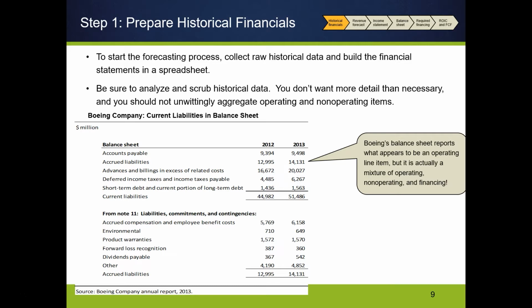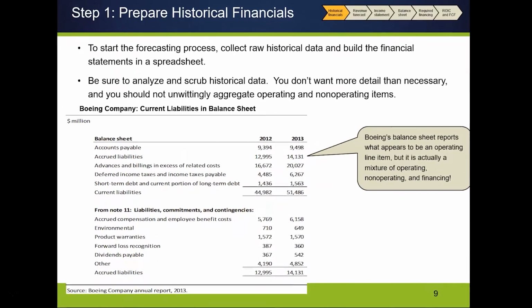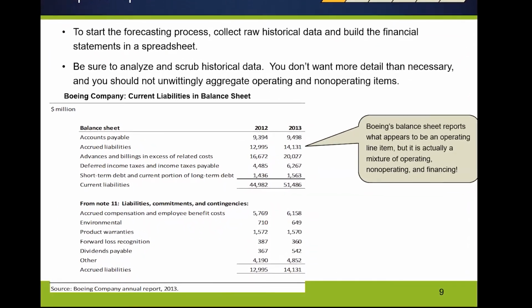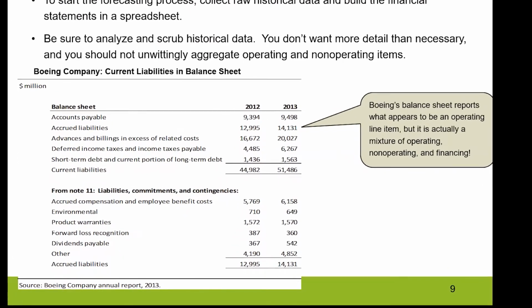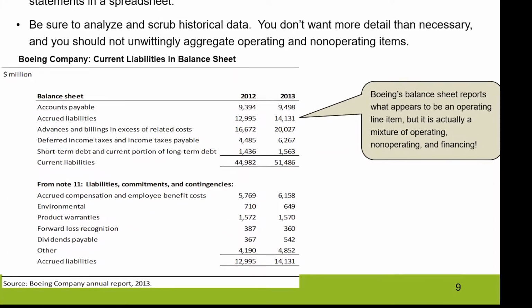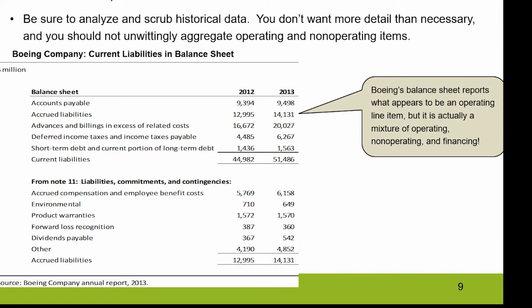So for instance, here in the balance sheet, let's look at just the current liabilities section from the consolidated balance sheet for Boeing, right? Airplane company. I wouldn't even want to know what their current liabilities look like right now. Probably ridiculous. I'm sure Boeing's financial statements are going to be a mess this year based on last year's. But here's the current liabilities. They got accounts payable, accrued liabilities. They have something called advances and billings in excess of related costs.